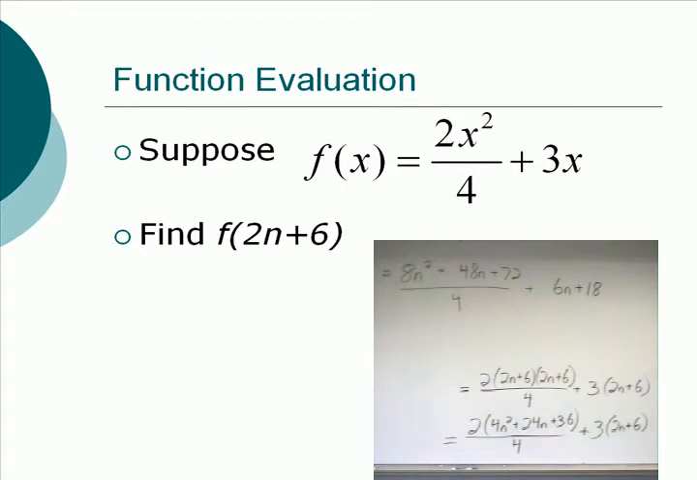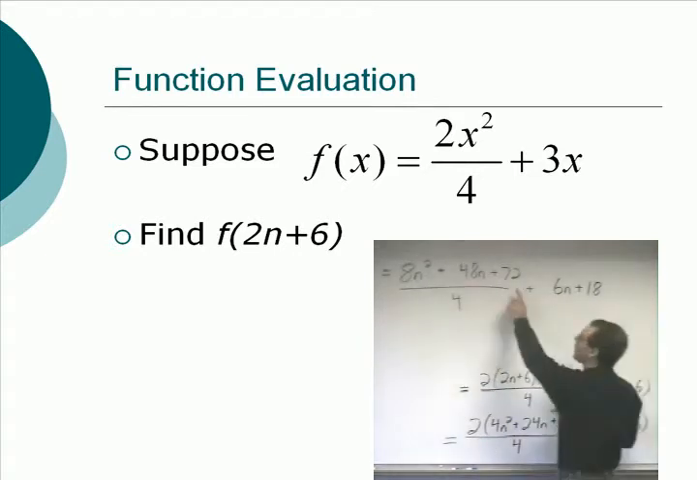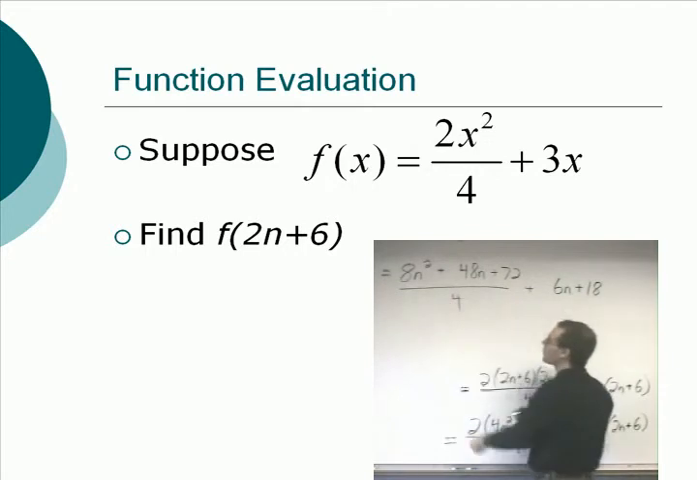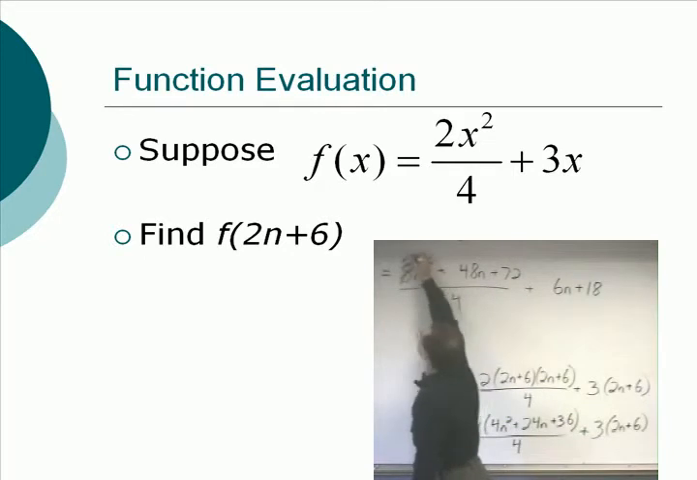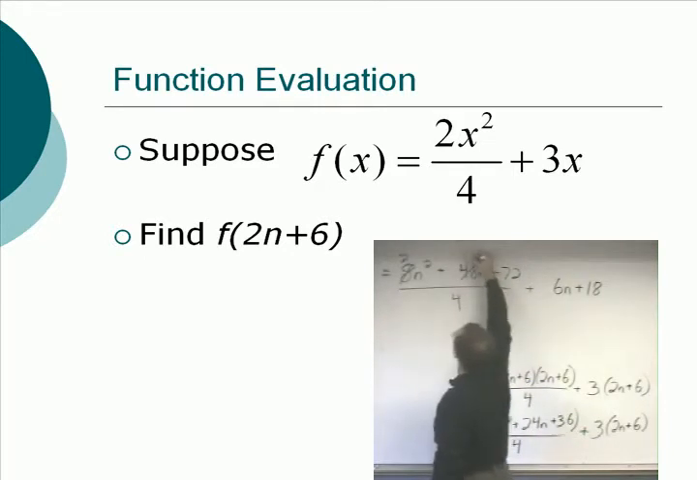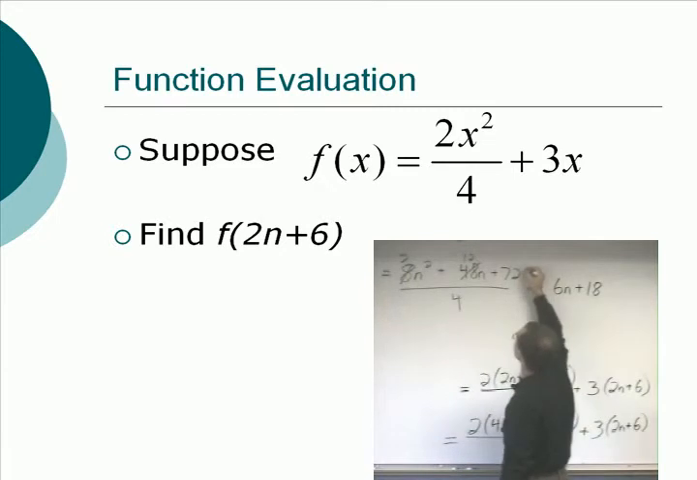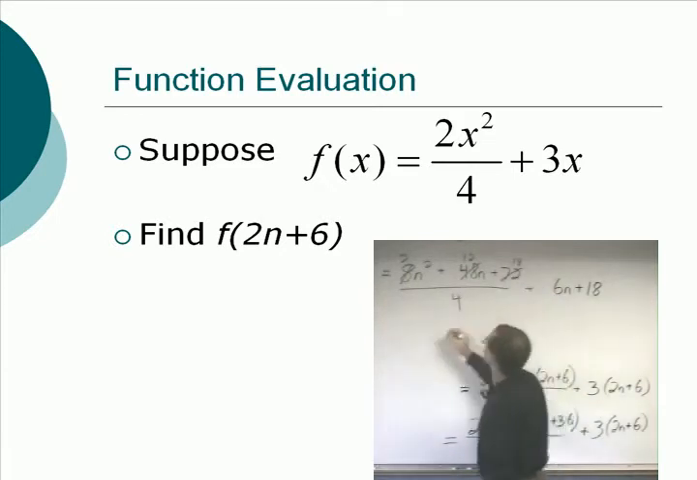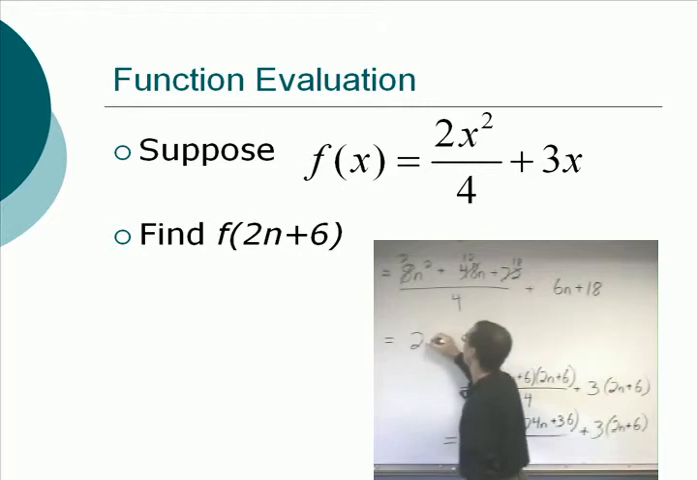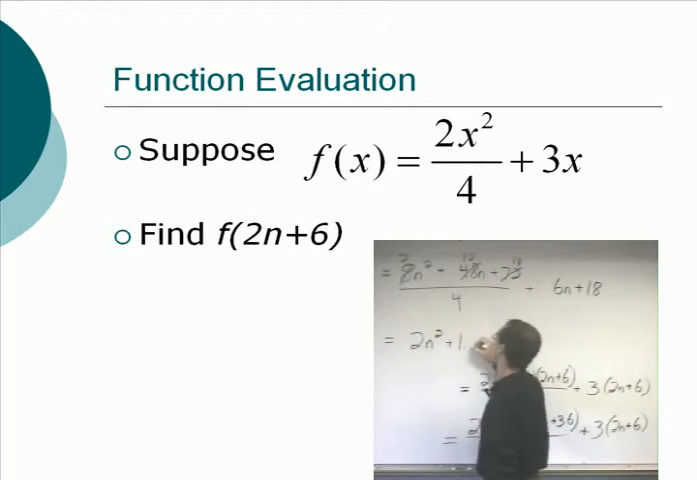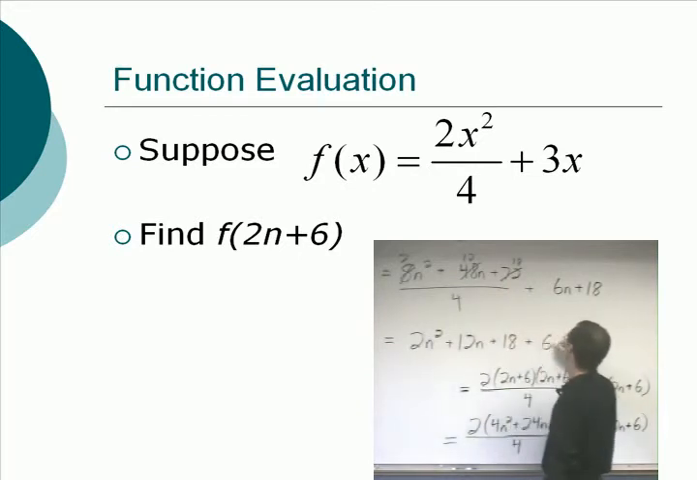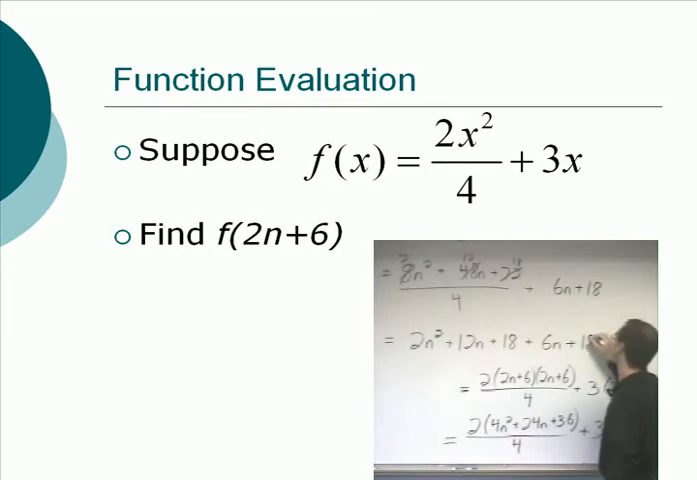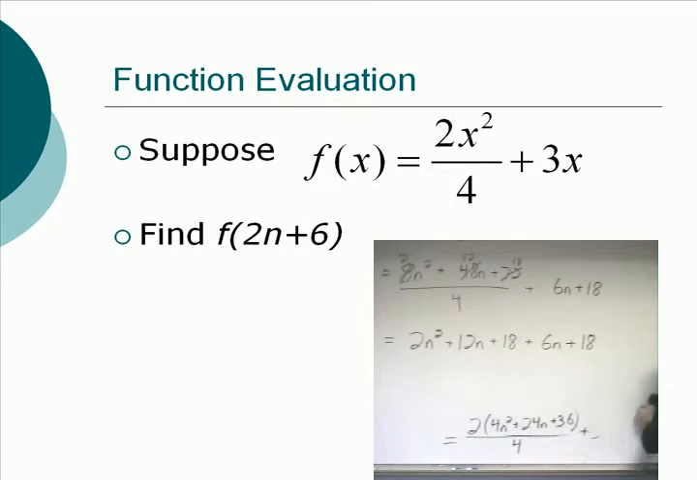All right, now we can do some canceling here. All these coefficients that are all over 4 are all divisible by 4, and so we can cancel this off. That 4 will cancel with the 8, and it becomes a 2. With the 48, and it becomes a 12. And with the 72, and it becomes an 18. So this is equal to 2n squared plus 12n plus 18 plus 6n plus 18. And at that point, we're ready to combine like terms, and we'll have our result.